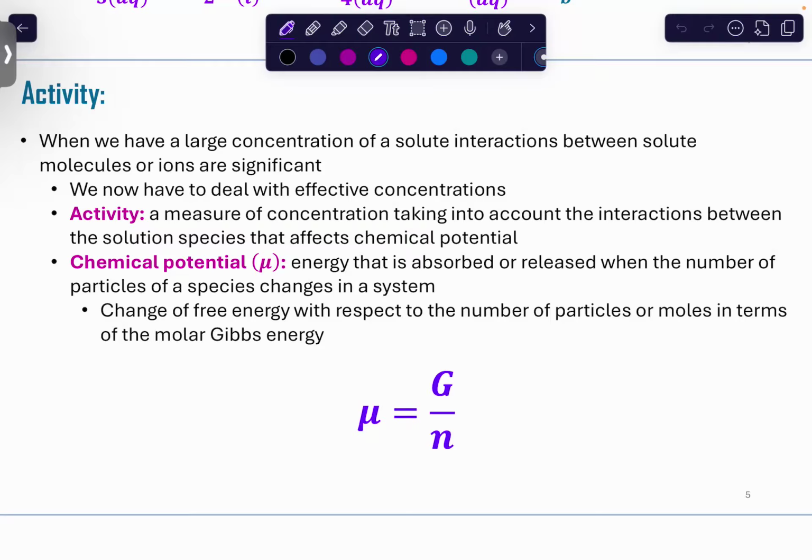So this is referencing back to activity, where you'd say these solute particles are interacting, and so how much of this solute is actually involved in solution processes? That's really your idea of activity, and it references back to what we call chemical potential. That's your energy absorbed or released when the number of particles of a species changes in a system.